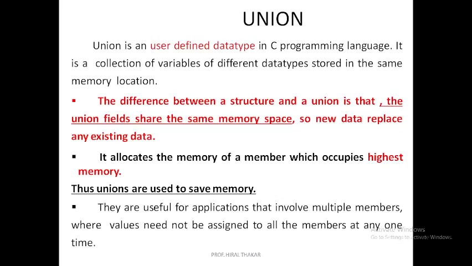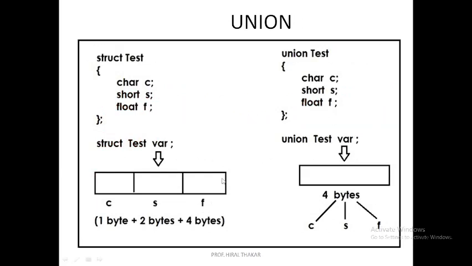Okay, union will save the memory as compared to the structure. I will show you. Here is an example of structure and there is an example of union. Do you remember structure? How does it work? Struct keyword, then structure name, then structure members. Here I am declaring three members. One is character, then short, then float, and structure over.